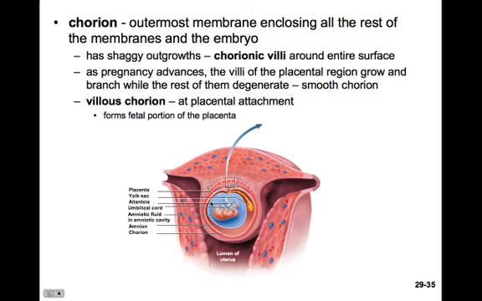These chorionic villi grow around the entire surface, and as pregnancy advances, the villi of the placental region become particularly prolific and grow and branch, while the rest of them seem to degenerate. And thus we have smooth chorion and then chorionic villi in the region of the placenta. The villus chorion is where the placenta attaches, and it forms the fetal portion of the placenta.